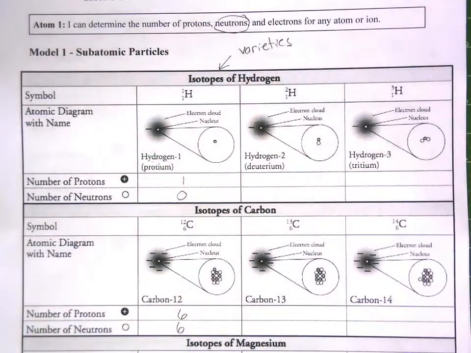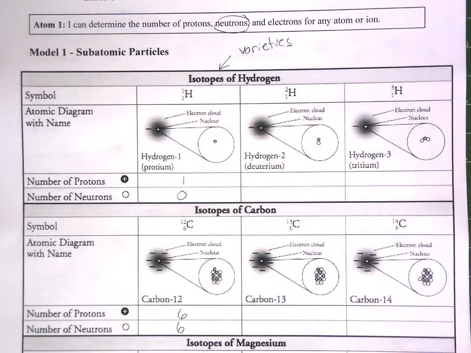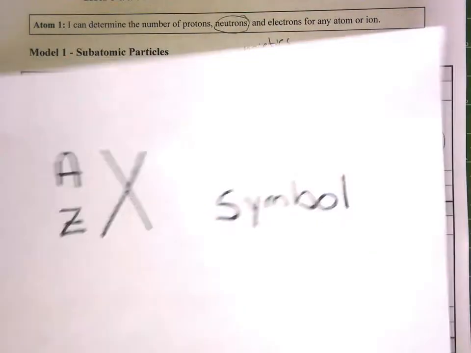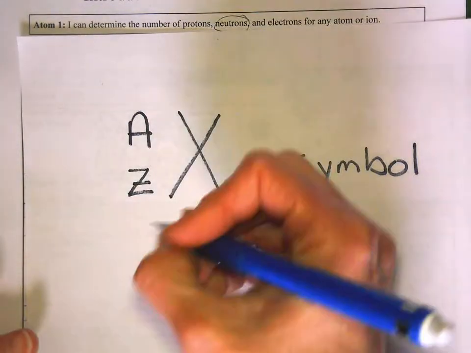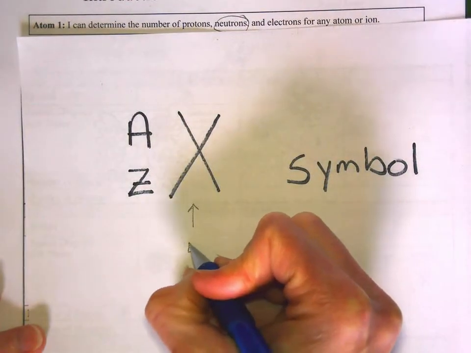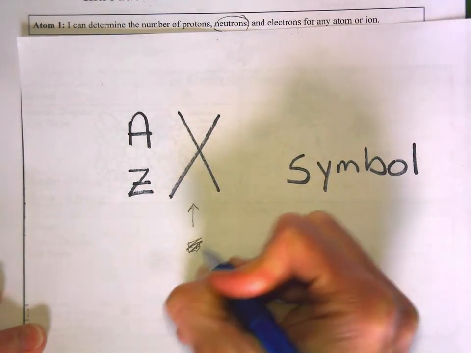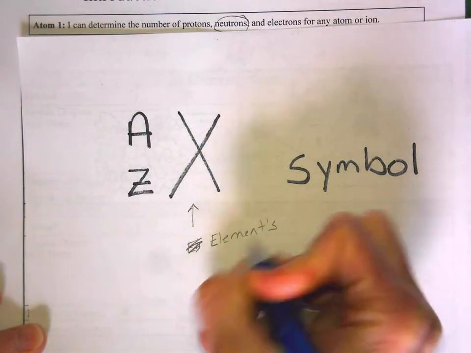When this video is over, you need to go back and fill in the proton and neutron count for all of these. One of the key things that we're going to be focused on in this particular activity is learning to interpret what's called an AZX symbol. The X is something you're already familiar with. This is the element symbol from your periodic table.